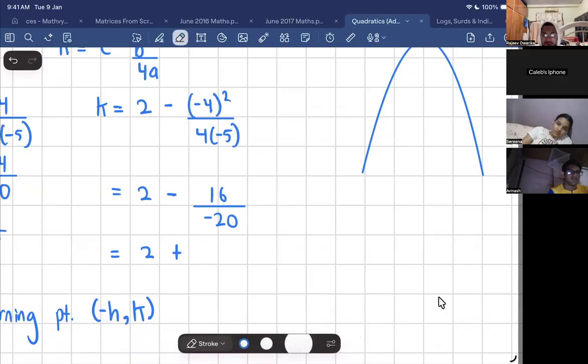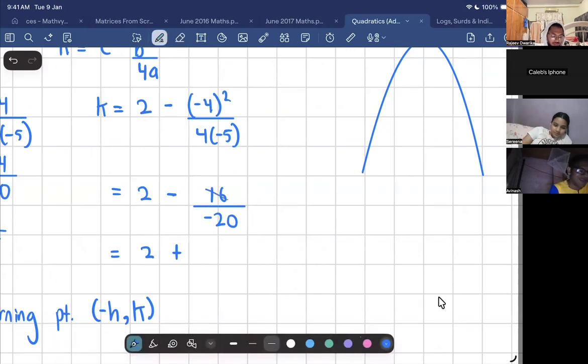Not 3, I do not think 3. 4. Okay, yeah. 4 could go into 16 how many times? Don't doubt yourself. Right, 4 could go into 16 how many times? 4 times. And 4 could go into 20 how many times?